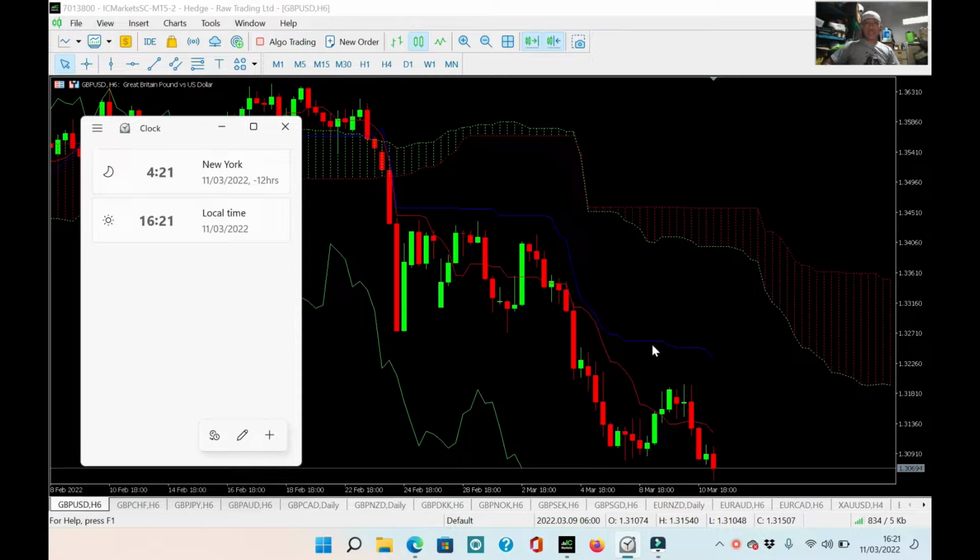New York time is 4:21 early in the morning, and local time in my country now is almost 4:30 in the afternoon. And today is Friday. Today is the last day of this week, and tomorrow the market will be closed. Okay, we just go straight to our MT5 and we will take a look at what happened with my account.